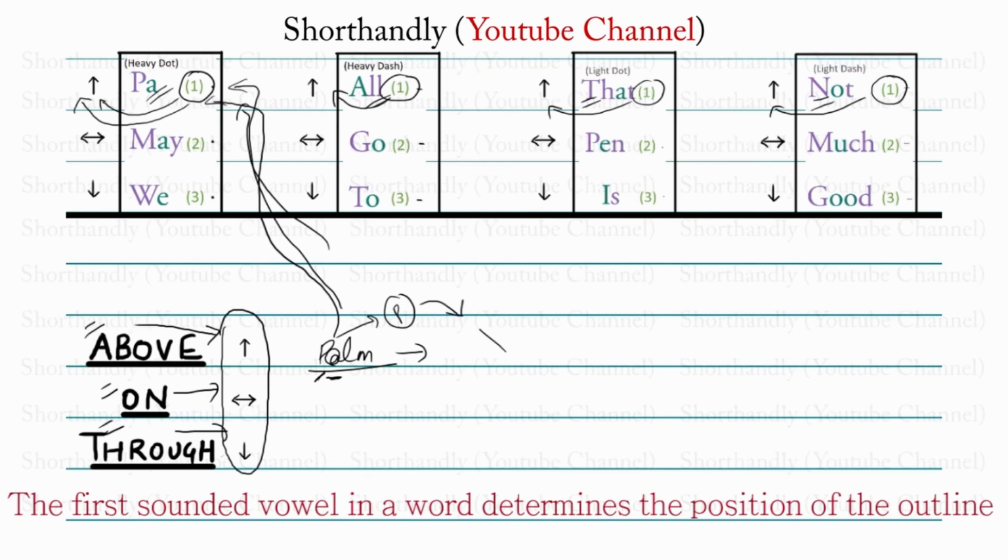As you can see here, all the first place vowels have this sign above the line. This simply means that whenever we have any word and the first vowel sound that we are getting from that word is a first place vowel, we will always make the first outline for that word above the line. That's why we made this P outline above the line, because the first vowel is a first place vowel.